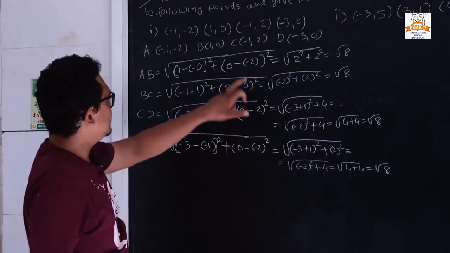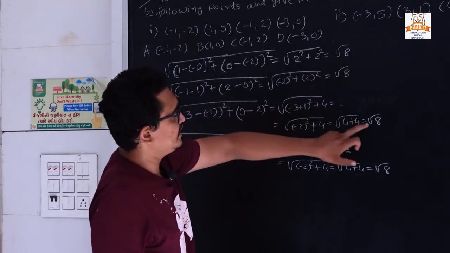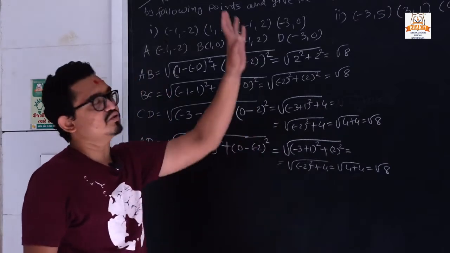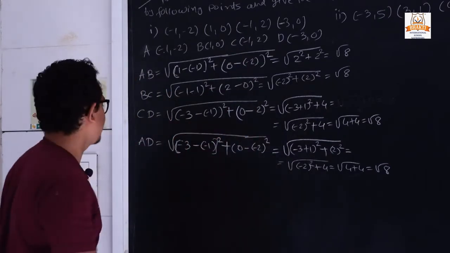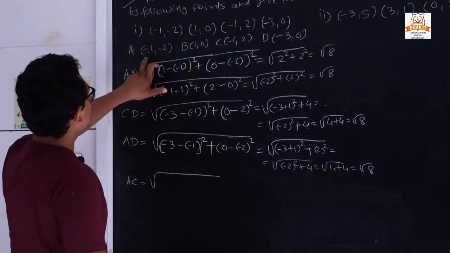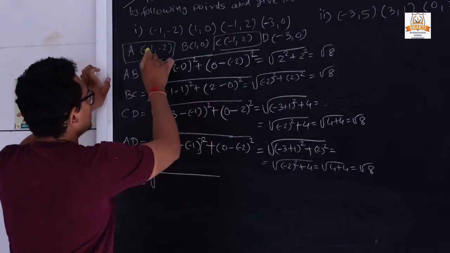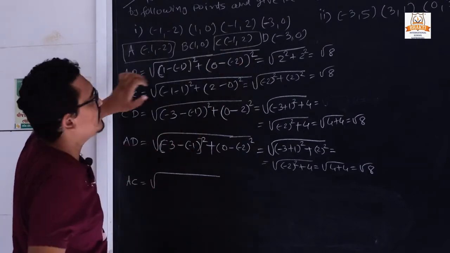See that all sides AB, BC, CD and AD are root 8, root 8, root 8 and root 8. It means all sides are the same. Now we start with the diagonal AC. Here it is A and then C, so x1 y1 and x2 y2.